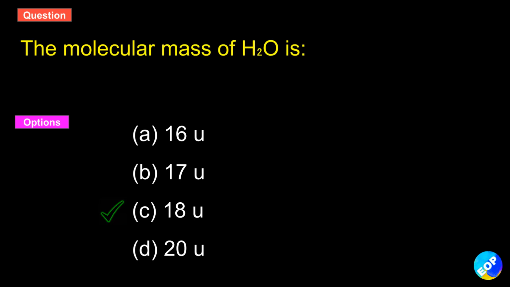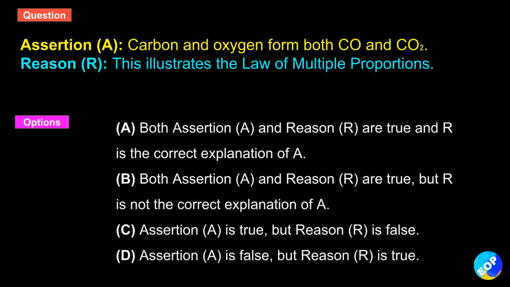The molecular mass of H2O is 18 AMU. A says carbon and oxygen form both CO and CO2. R says this illustrates the law of multiple proportions. Answer is A. Both A and R are true, and R is the correct explanation.